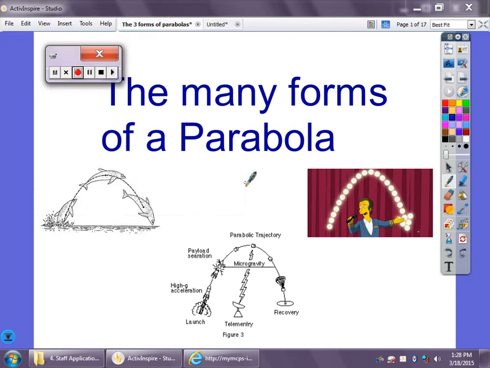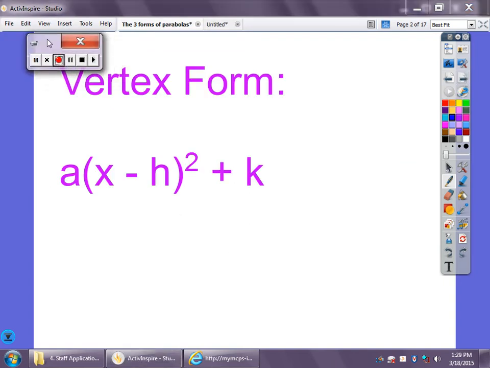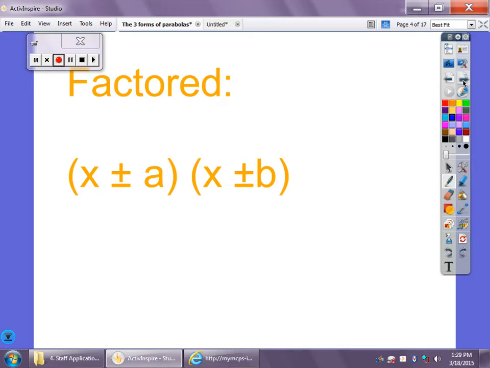Okay, in this video, we're going to look at how to move through the different forms of parabola. A recap, we have vertex form, which is a(x minus h) squared plus k. We have standard form, which is ax squared plus bx plus c. We have factored form, which is (x plus or minus a) times (x plus or minus b).